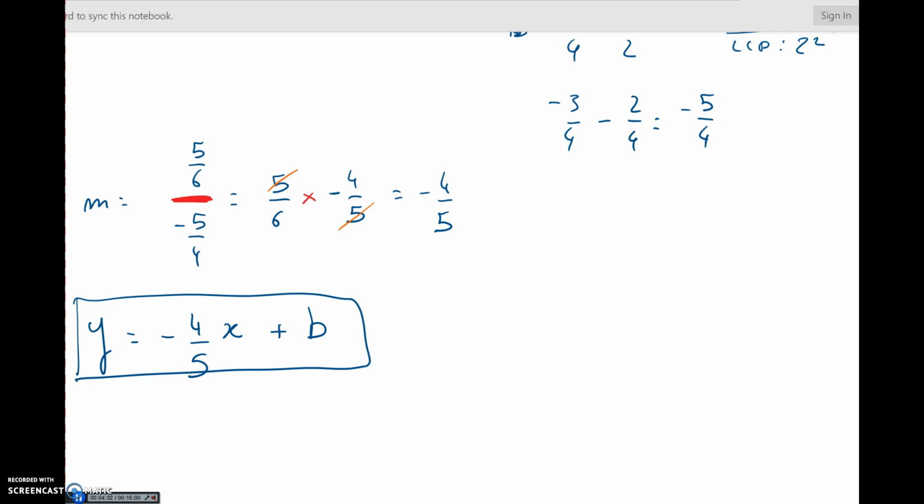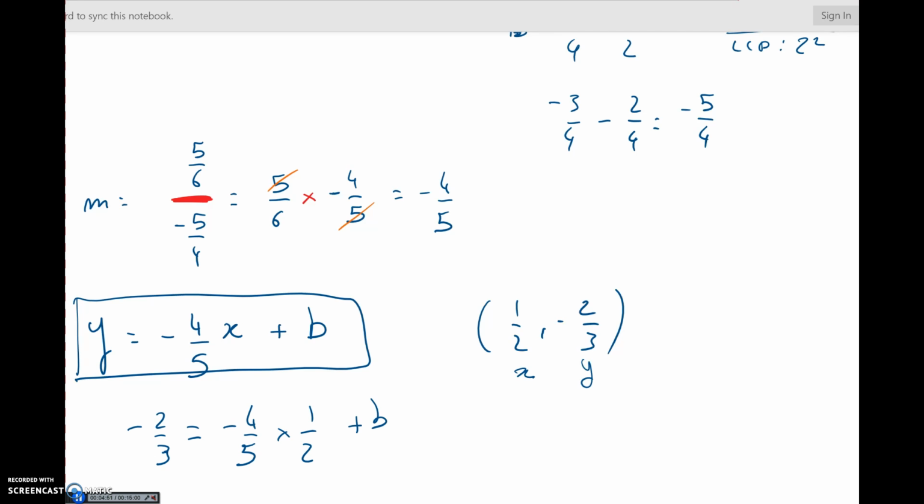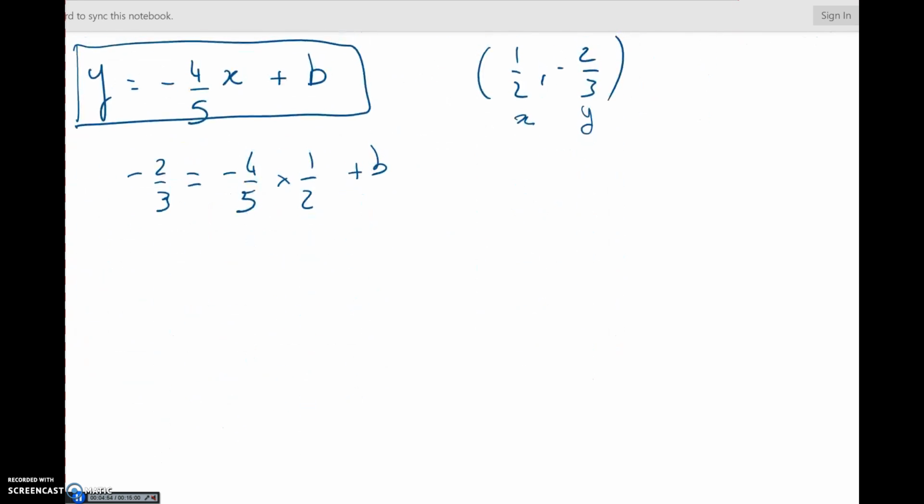And so I'm going to use the point 1/2, negative 2/3. Because y is right here and x is right there, I'm going to have negative 2/3 equals negative 4/5 multiplied by 1/2 plus b. I continue to develop and try to find b by itself. So I got negative 2/3 equals, I can simplify the 4 and the 2, and I got negative 2 multiplied by 1, it's still negative 2 over 5 plus b.